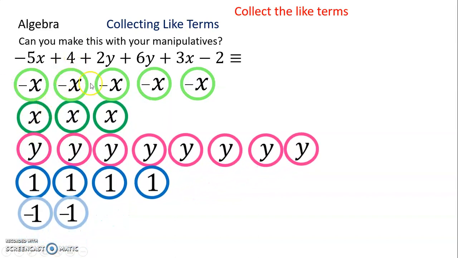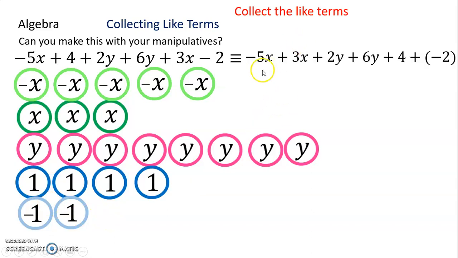So I've collected together the x's, but I've put the negative x's on top of the positive x's so that I can look for zero pairs more easily. I've collected together the y's, and these were both positive, both had a positive direction, so I've created one row of those. And then I've collected together the constants, the positive 4 and the negative 2, one underneath the other, so that I can look for zero pairs more easily.